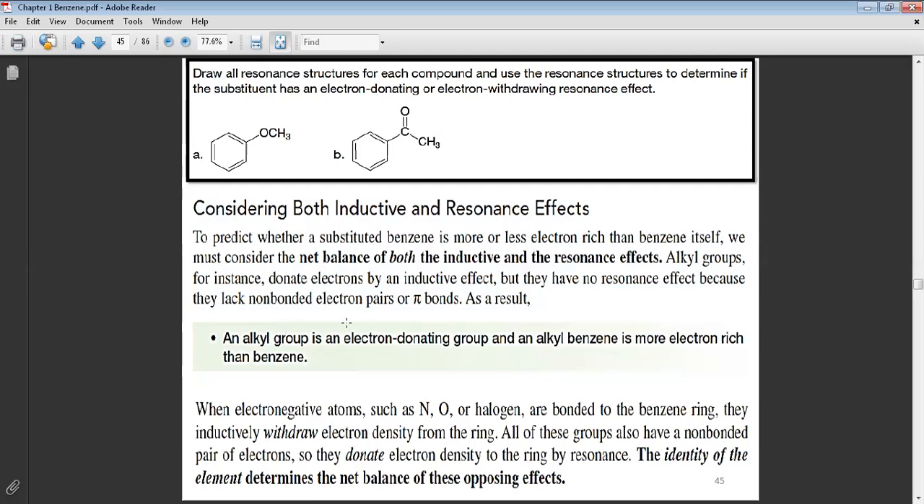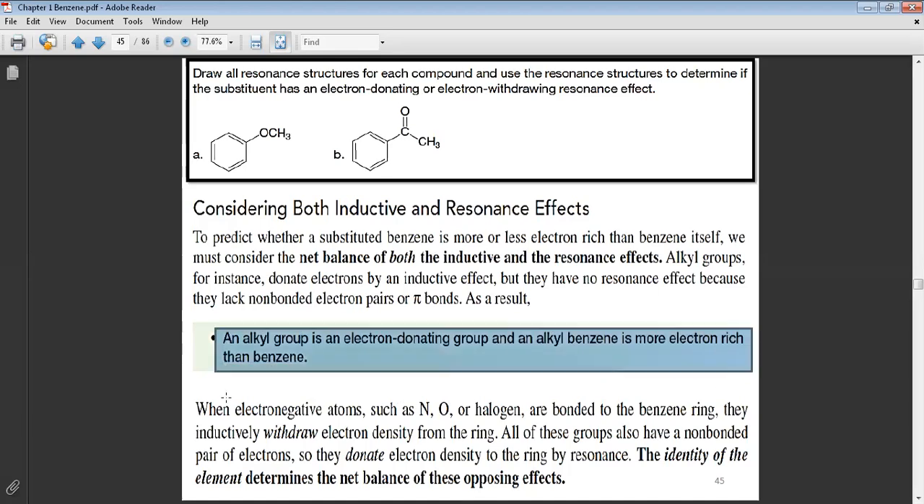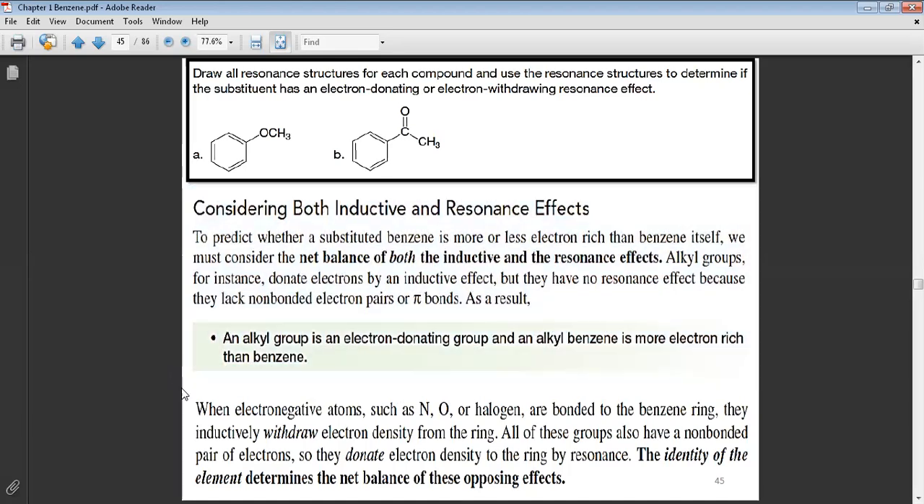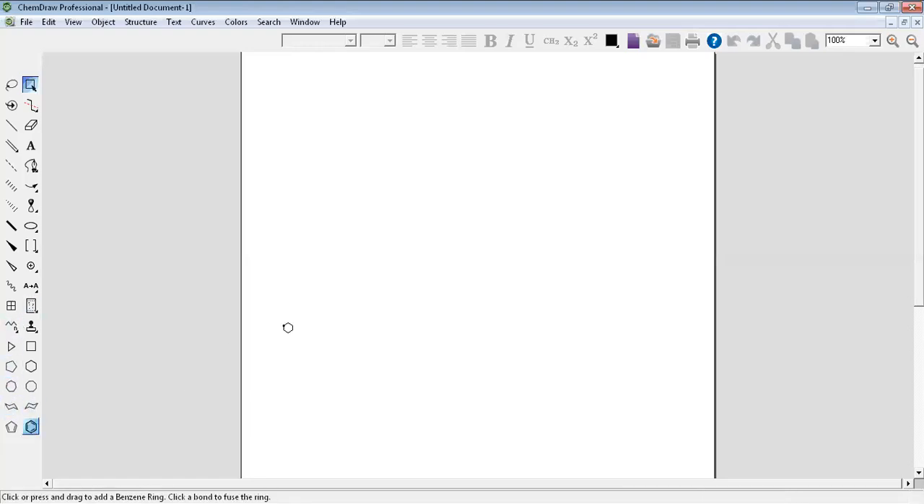Now take this again: an alkyl group is an electron donating group, and an alkyl benzene is more electron rich than benzene. Do you understand this or not? No? Okay, I will make this clear.